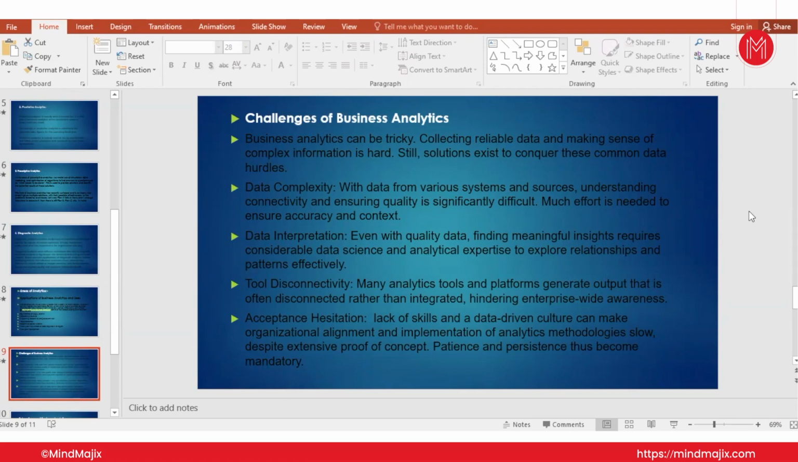Acceptance: hesitation, lack of skills and a data-driven culture can hinder organizational alignment and implementation of analytics. Despite extensive proof of concept, patience and persistence thus become mandatory. That is also a challenge in business analytics, like not having the skills required to do the analytics. So that is also a challenge.